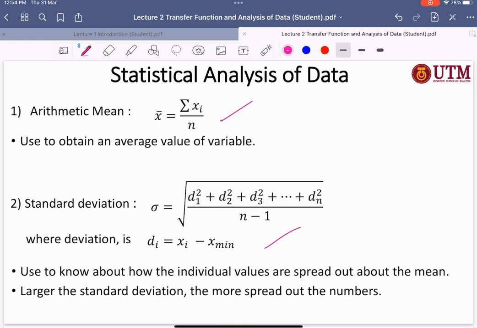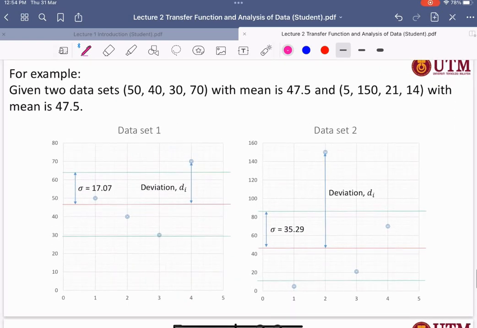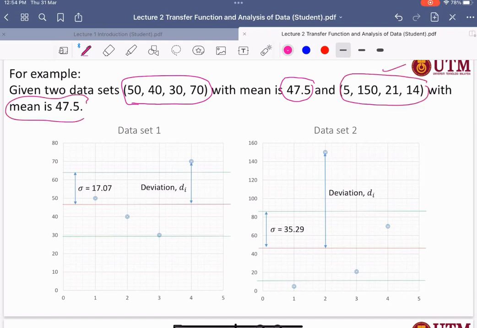So let's look at this one. If you are given two sets of data, for example 50, 40, 30, and 70, when you calculate the mean, it gives you 47.5. And then the other sample of data, maybe you measure after one month, you got this one, and the mean also gives you 47.5. So you have data set one and data set two. My question is, which data set will give you a good result? Data set 1 or data set 2? Please write in the chat.